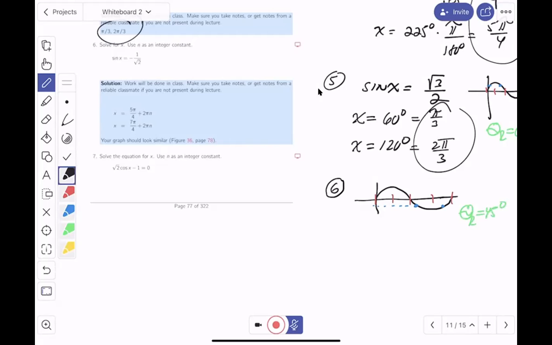Let's write this down. X is, well, the first one occurs between 180 and 270 with a reference of 45. So it's going to be 225 degrees. The next one is going to occur between 270 and 360 with a reference of 45, which is going to be 315 degrees.